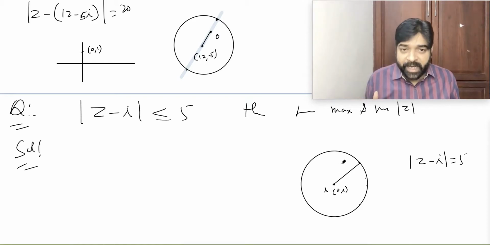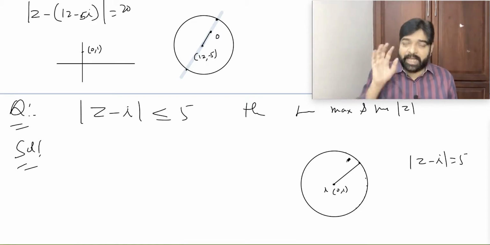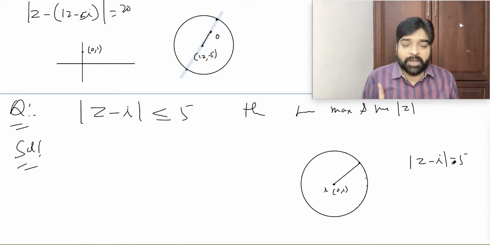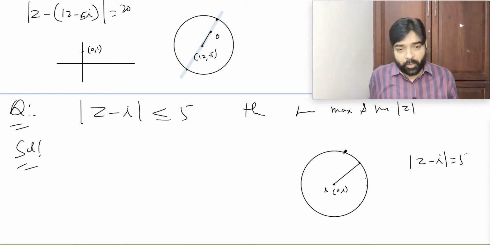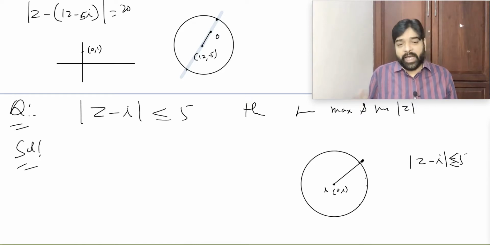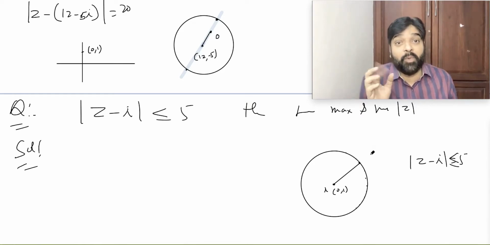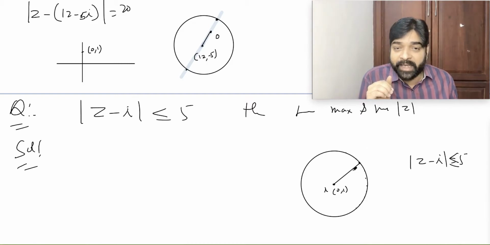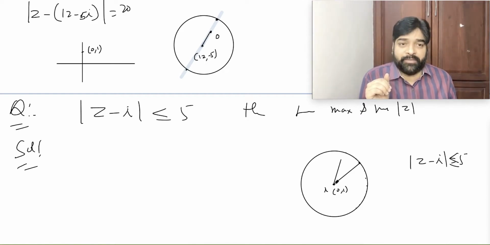And if Z is here, mod of Z minus I will become less than 5. I want mod of Z minus I equal to 5. The only location is on this. Now, suppose somebody says I want less than or equal to 5. It means you cannot take Z here because mod of Z minus I will become more than 5. But can I take inside? Yes, because if Z is here, then mod of Z minus I will be less than 5, and that is acceptable.